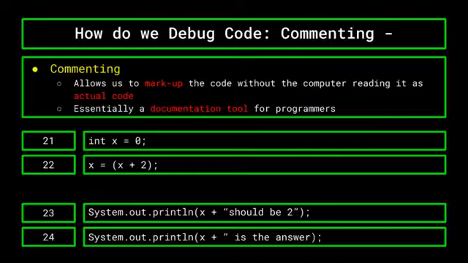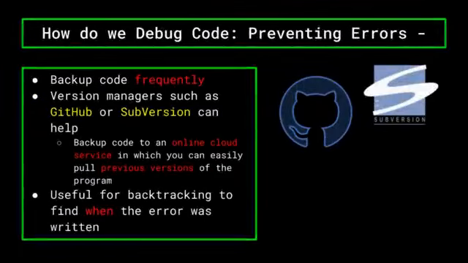Now that we've talked about what to do if you've encountered an error, and a strategy on how to find and fix it, I'd like to talk about some strategies you can use to avoid errors in the first place. Firstly, back up your code frequently. In the event of the code completely bugging out and you being unable to fix it, you will want the ability to revert to a previous version where the code was still working.